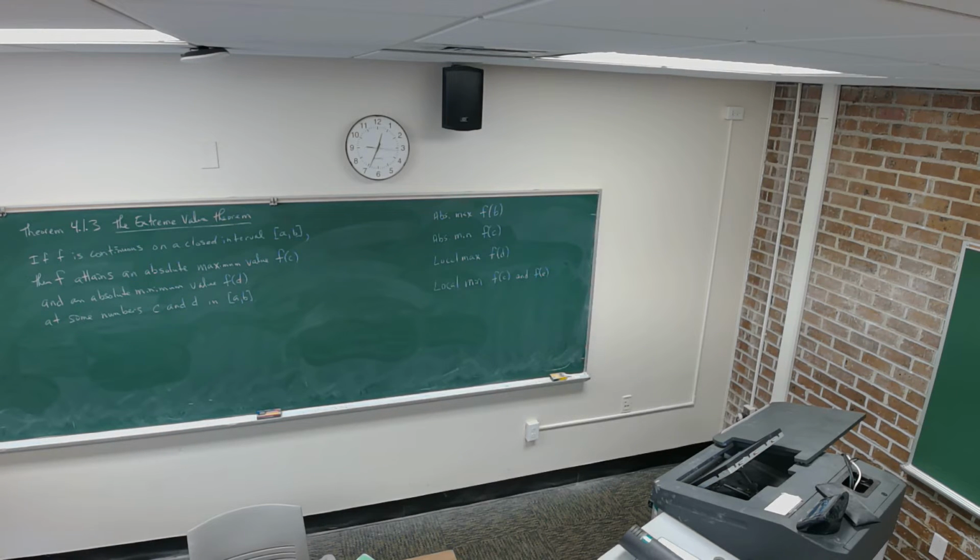So I'll draw a picture, and this intuitively makes a lot of sense. Okay. If f is continuous on a closed interval from a to b, then f attains an absolute maximum value, f of c, and an absolute minimum value, f of d, at some numbers c and d in the closed interval. Okay.